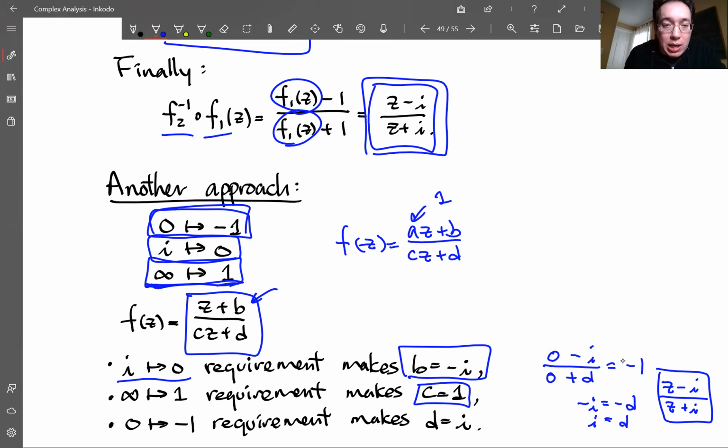And that was a lot faster, but it took a little bit of looking at infinity, what maps to 0 and what goes to infinity. So it might take a little bit of getting used to. But if you can do that, it's a faster method for finding the Mobius transformation.